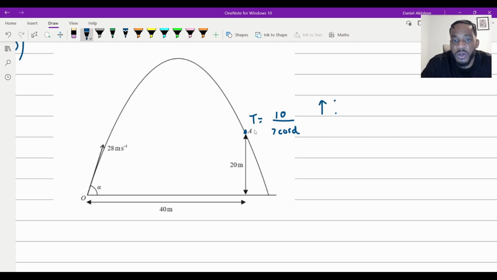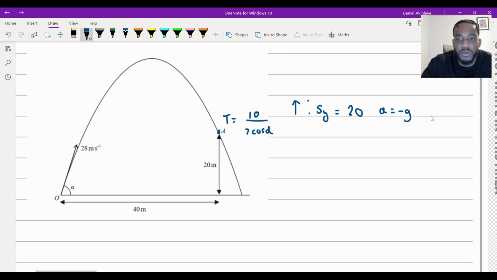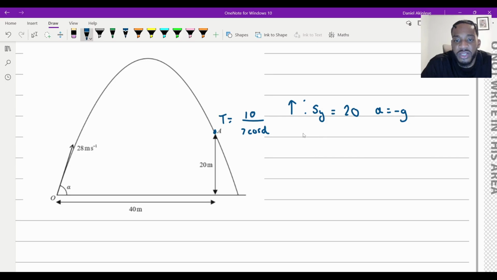Now, what do we know? We know that the height, I'm going to write SY, because I'm just going to denote that we're modeling it vertically. This is equal to 20, and now I've chosen upwards to be positive, so the acceleration we know is going to be minus g. And what else do we know? Well, we know that u, which I'm going to call uy, was going to be our vertical component of the initial velocity.